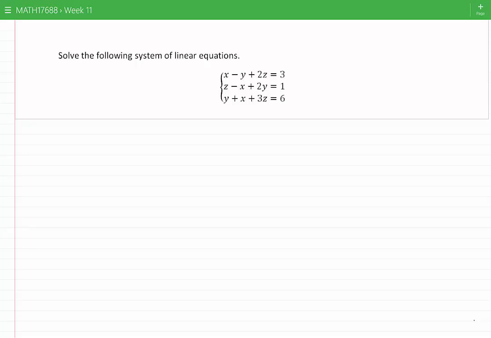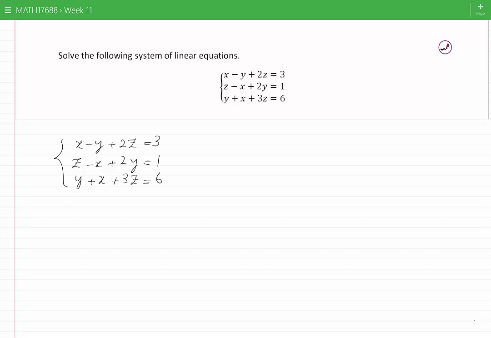Solve the following system of linear equations. x minus y plus 2z is 3. z minus x plus 2y is 1. y plus x plus 3z is equal to 6.